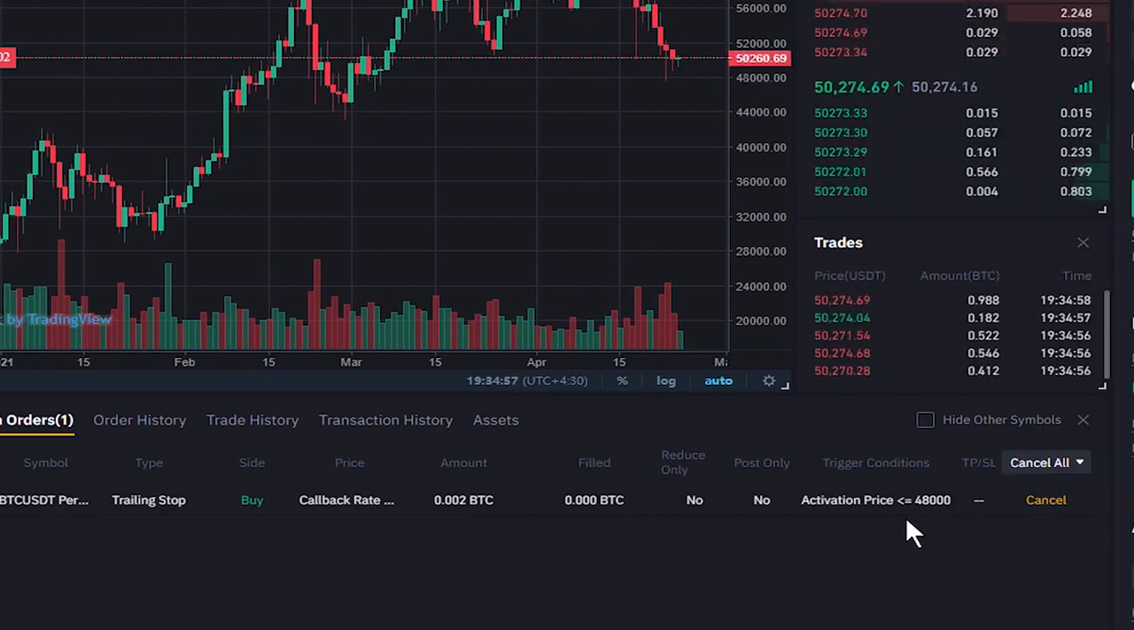If the price goes down, the trailing stop also moves down, but when the price goes higher, the trailing stop doesn't move, and when the price reaches the trailing stop level, a long position of size 0.002 will be executed and it will close our short position.